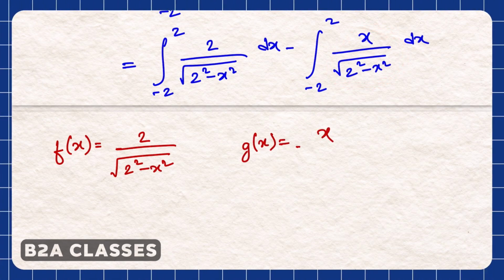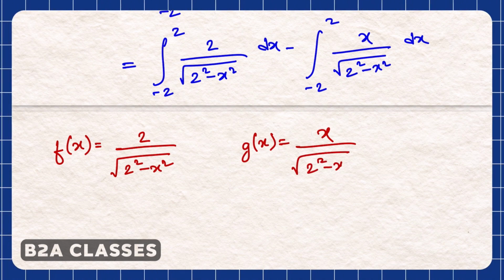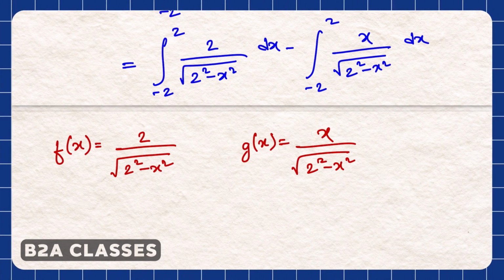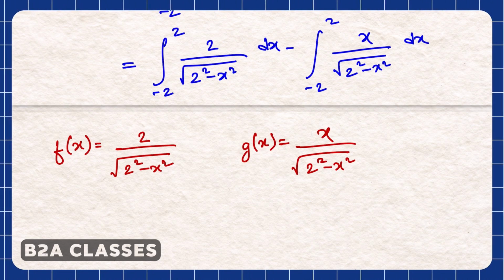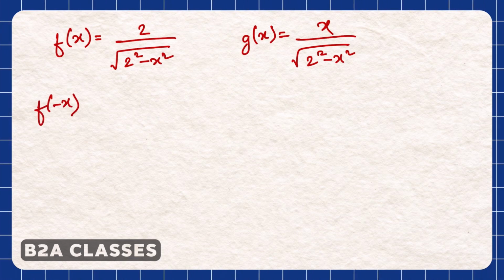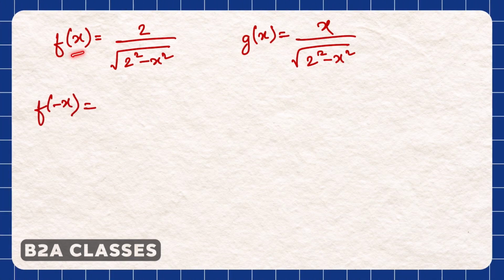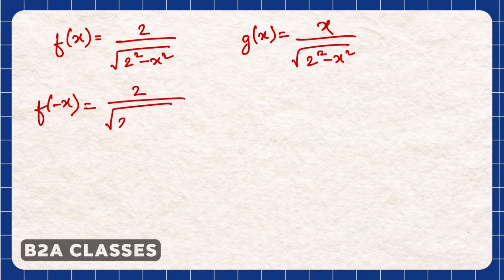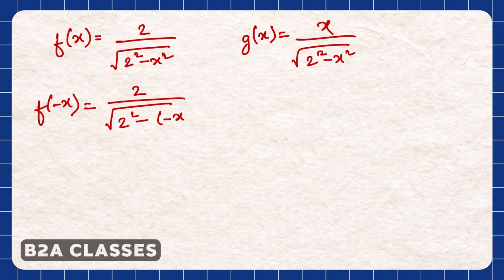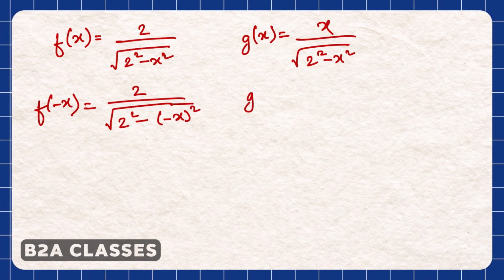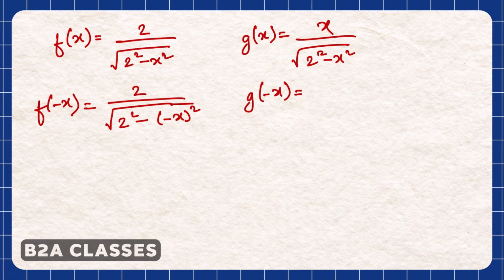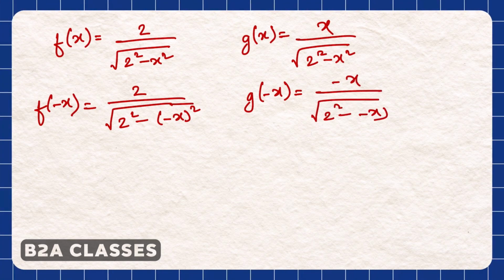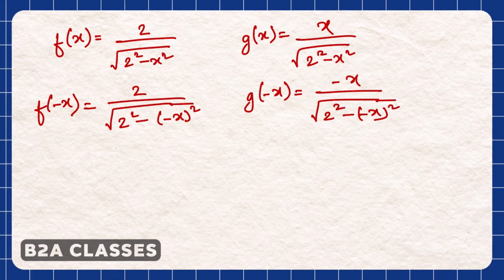So g of x is equal to x by root over 2 square minus x square. To check whether the function is odd or even, we will find f of minus x and g of minus x. So f of minus x: for this, what do we have to do? Put minus x in place of x. So this will be 2 by root over 2 square minus (minus x) square. And similarly here also put minus x. So this will be minus x divided by root over 2 square minus (minus x) square.